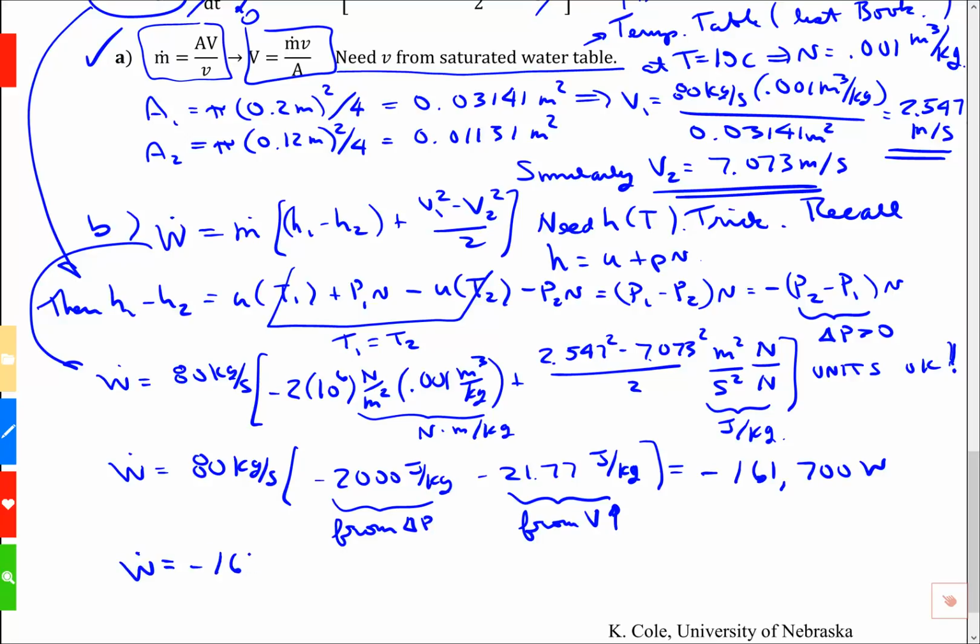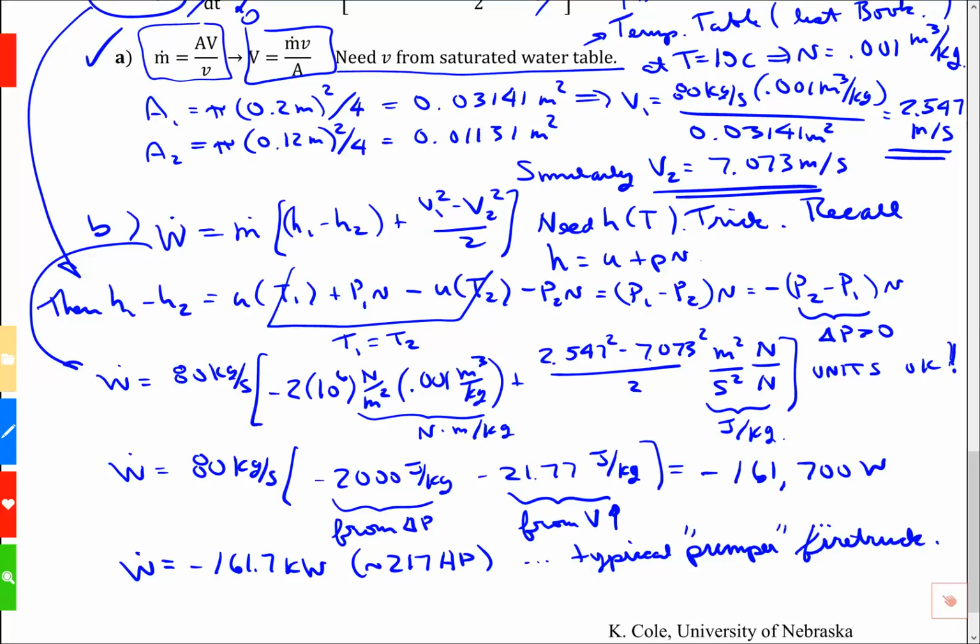That's the same as minus 161.7 kilowatts, which is about the same as 217 horsepower. Now this is a typical size for a fire truck, a pumper type fire truck.